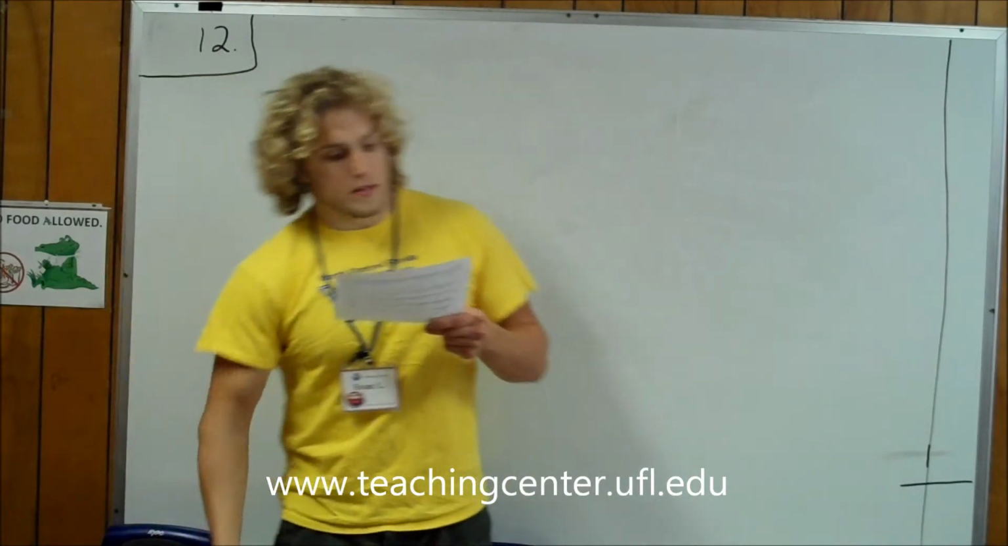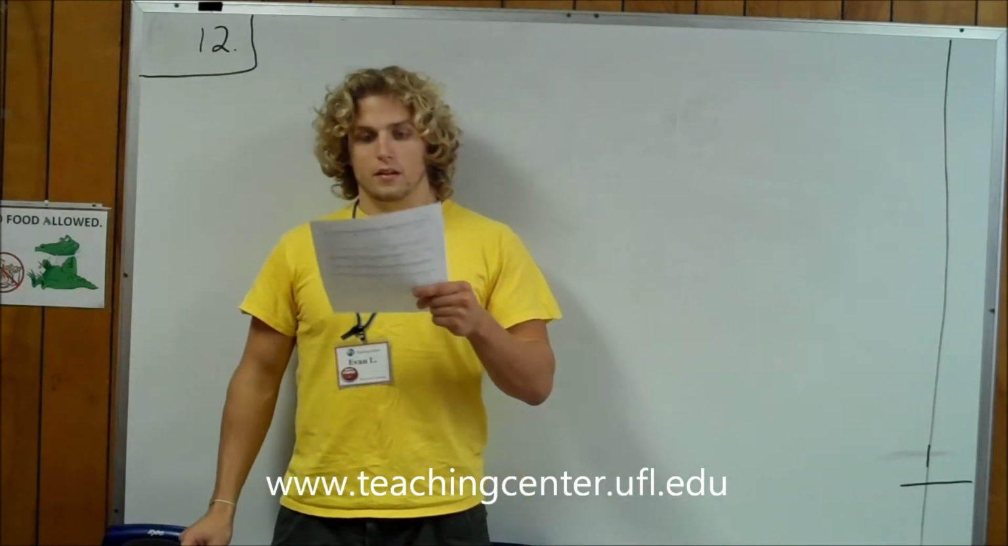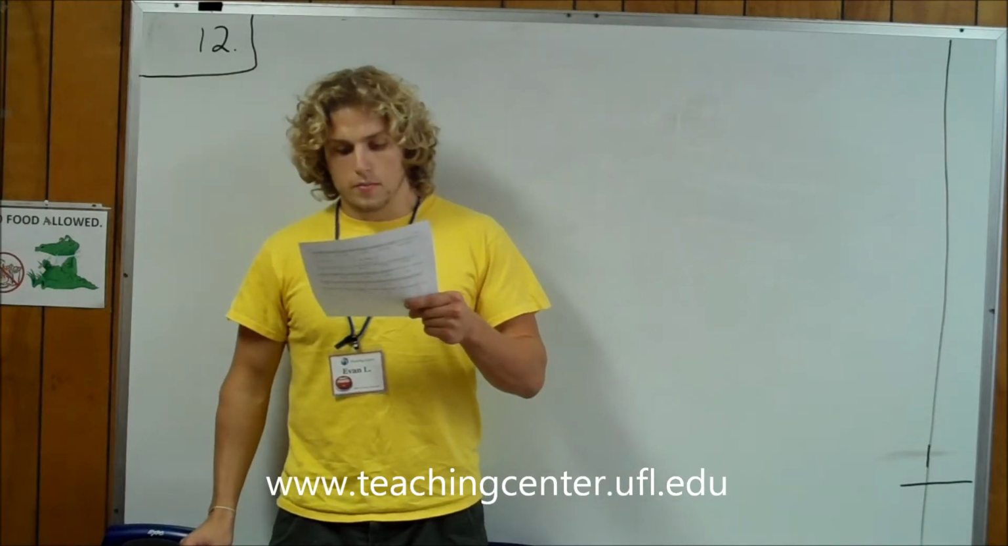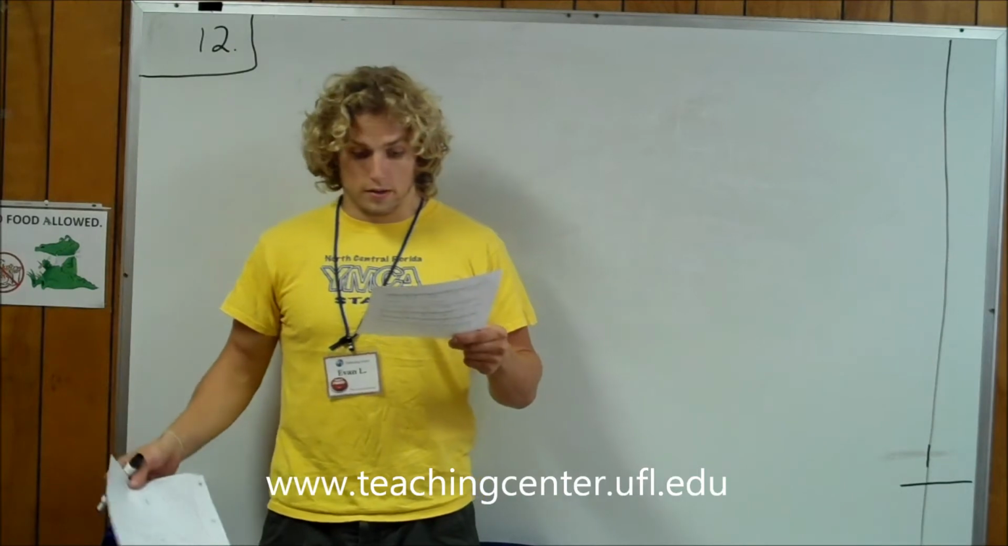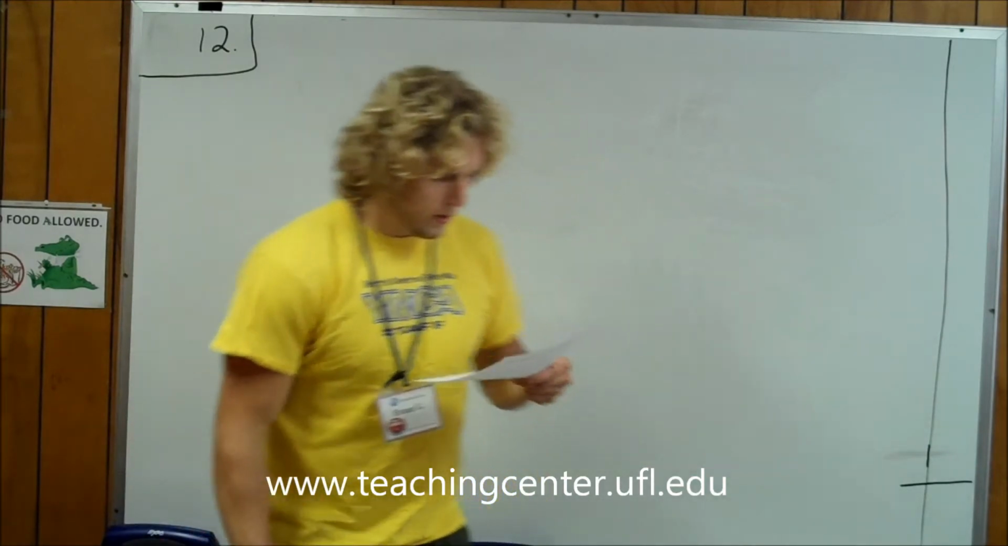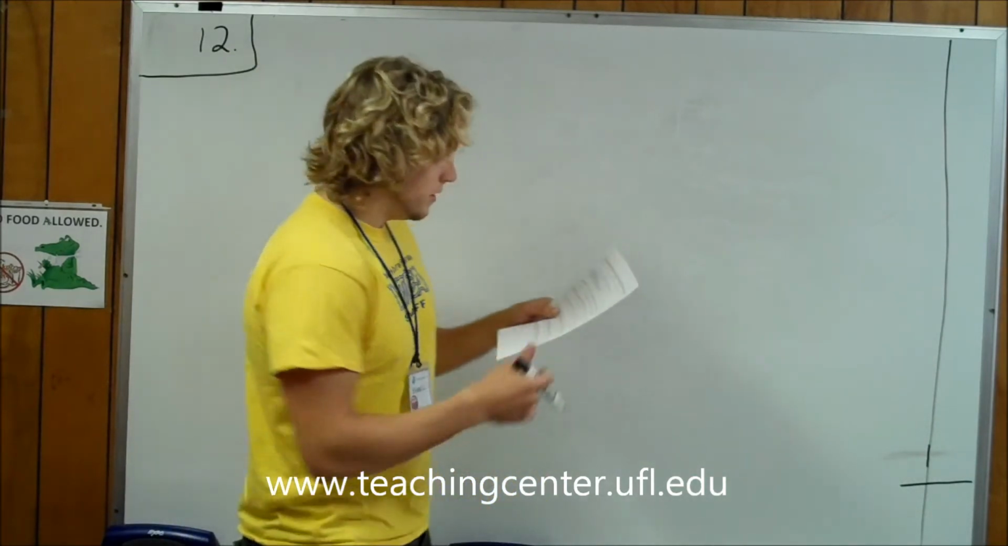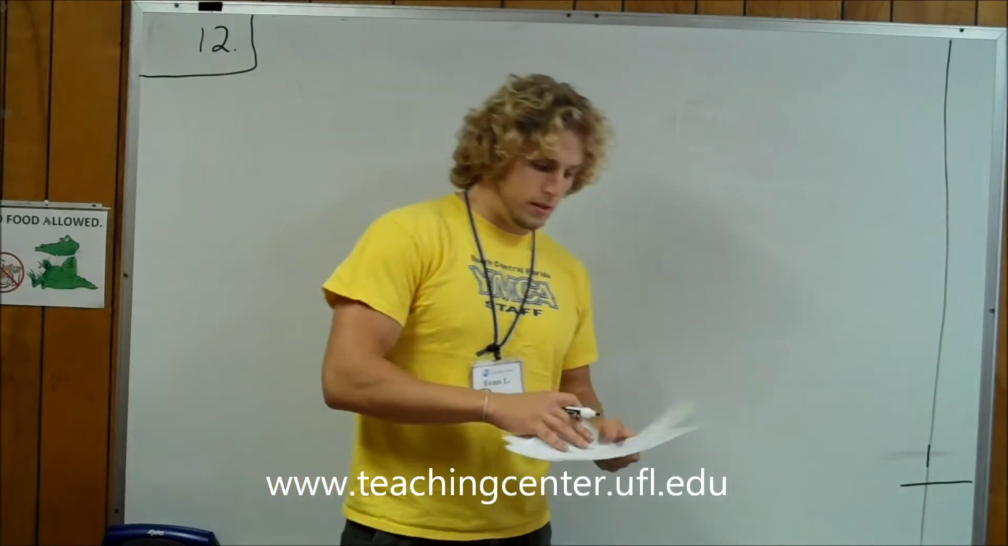This is number 12. The period of a simple pendulum is 1 second on Earth. When brought to a planet where g is 1/10 that on Earth, its period becomes what? So this becomes kind of interesting. This is simpler than you think it is.